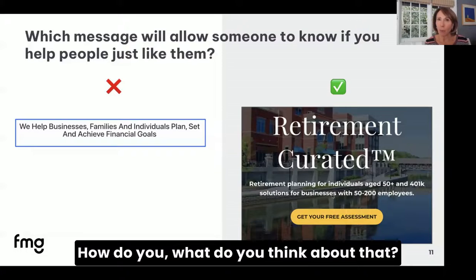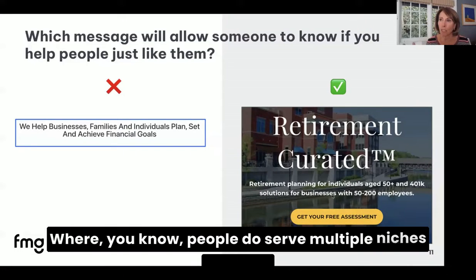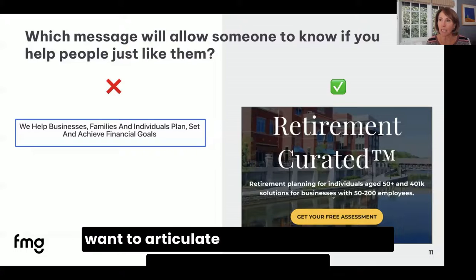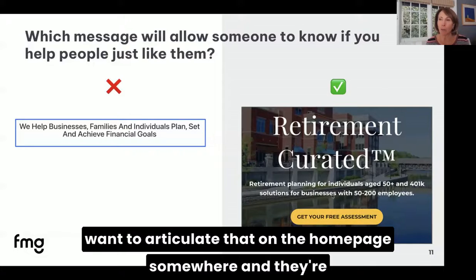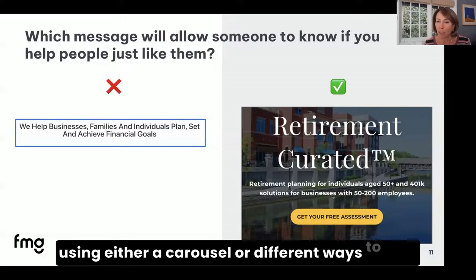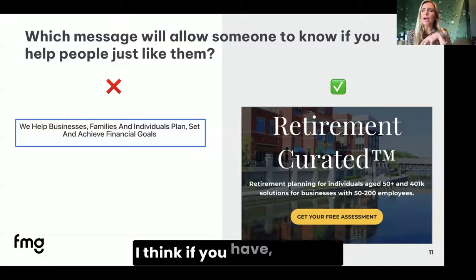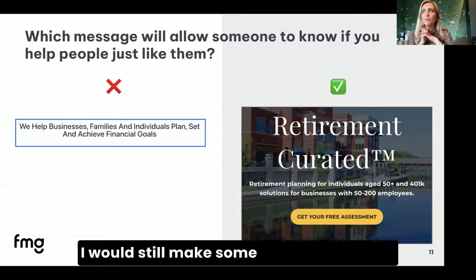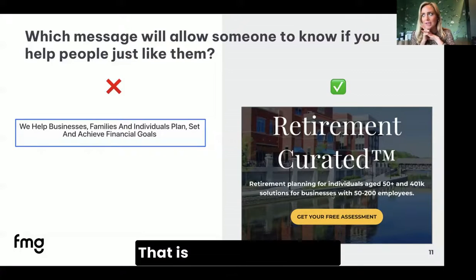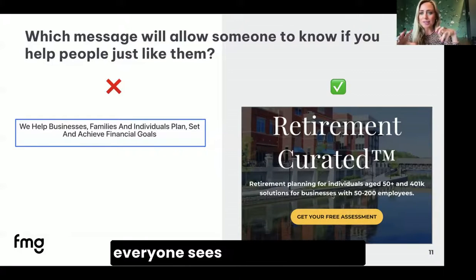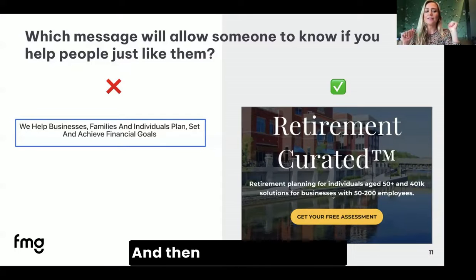What do you think about that, where people do serve multiple niches and they want to articulate that on the homepage somewhere, and they're using either a carousel or different ways to do it, as opposed to just focusing on one? I think I would still make one statement that everyone sees on the homepage, and then below it, you could get more into the nitty-gritty.